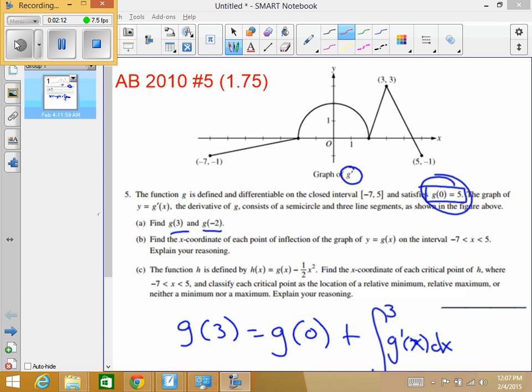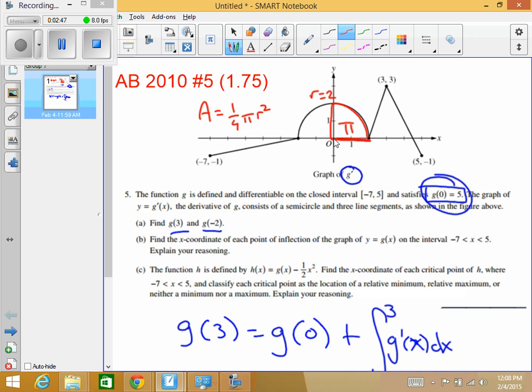That requires a little bit of geometry. I'm looking at this graph of G prime from 0 to 3, and I notice I have a semicircle, but it's really a quarter of a circle if I'm just looking at 0 to 3. 0 to 2 gives me a quarter of a circle. I know the radius of that circle is 2 by looking at the graph. So the area of that quarter of a circle would be a quarter of pi r squared. In this case, r is 2, so the area of my little red quarter circle is pi.